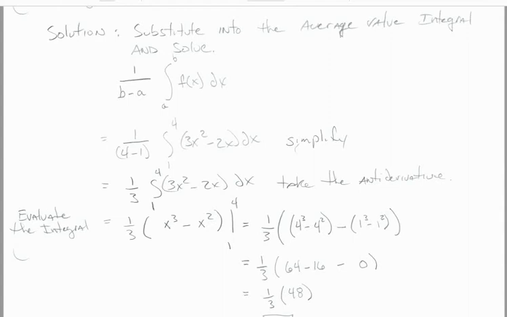We're just going to simplify, so we end up with 1/3 in front of that integrand. Then we take the antiderivative of 3x squared minus 2x. That ends up being x cubed minus x squared. And then we evaluate that from 1 to 4.